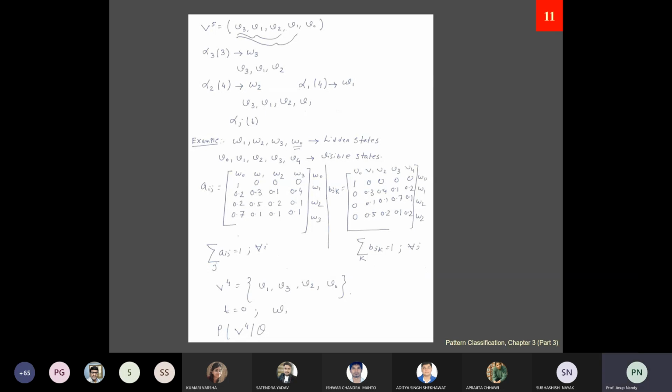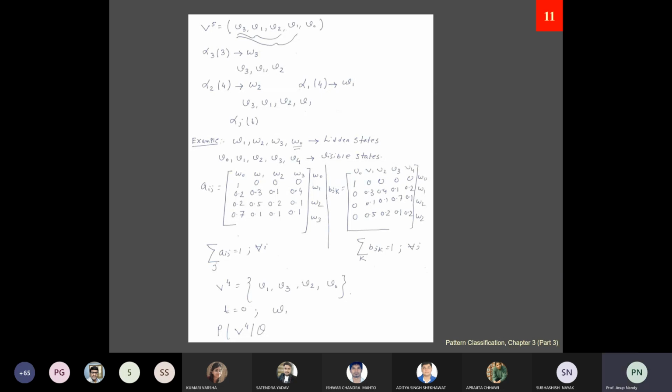How do you compute it? What will be this probability that you need to compute? The probability of V4 given theta. How do you do it? Any idea? The visible sequence is given to you: V1, V3, V2 and V0. You need to generate these visible sequences given theta. Theta means these parameters, Aij and Bjk, are given.